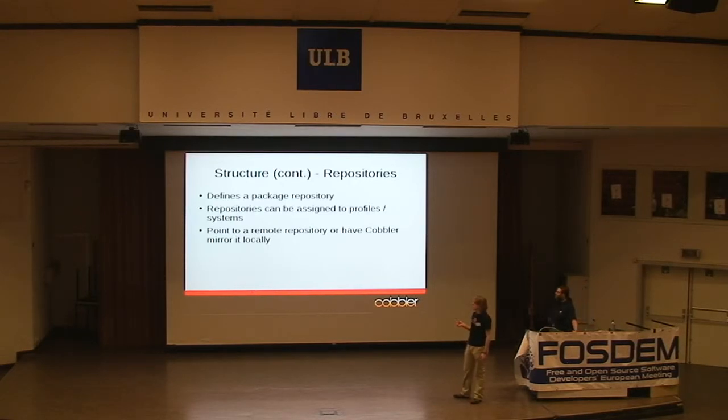You can assign repositories to systems. So you can say, my web servers are already at Enterprise Linux 5, and I need some extra software for it. Luckily, there's Extra Packages for Enterprise Linux. So the servers who need this extra software can have those repositories assigned to them. You can either point Cobbler to a remote repository, or you can have Cobbler mirror it locally for you with a repo sync.